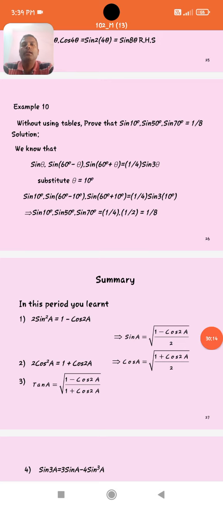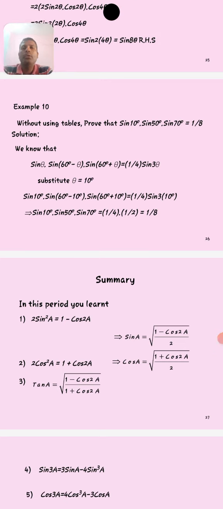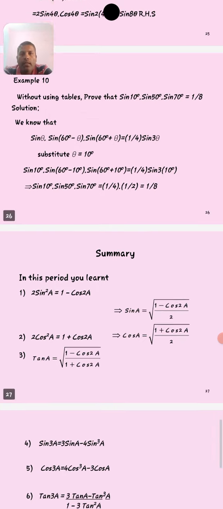Now see the next problem. Without using tables, prove that sin 10 degrees sin 50 degrees sin 70 degrees is equal to 1 by 8. We know that sin theta sin of 60 minus theta sin of 60 plus theta is equal to 1 by 4 sin 3 theta. Substitute theta equal to 10 degrees: sin 10 degrees, sin 60 minus 10 degrees, sin 60 plus 10 degrees. So that is 1 by 4 into sin 3 of 10 degrees. Sin 10 sin 50 sin 70 is equal to 1 by 4 of sin 30 degrees, which is 1 by 2. So 1 by 4 into 1 by 2 we get 1 by 8.